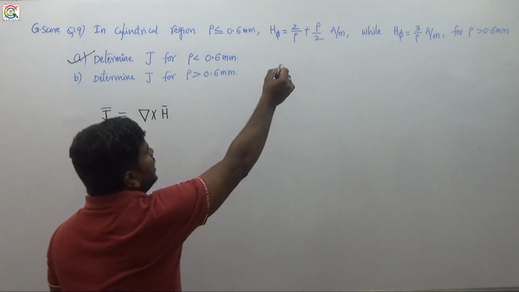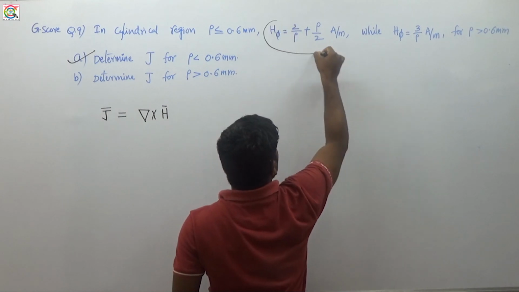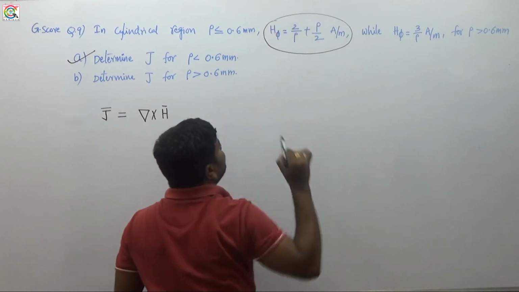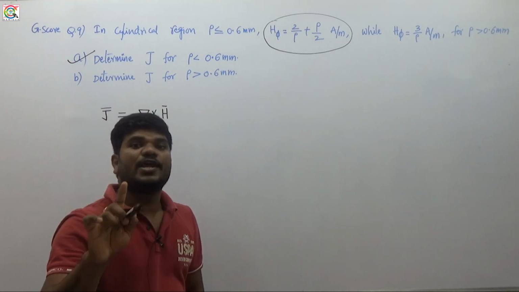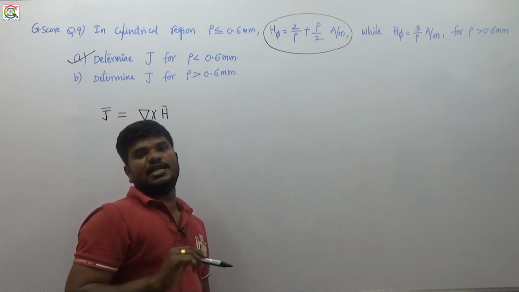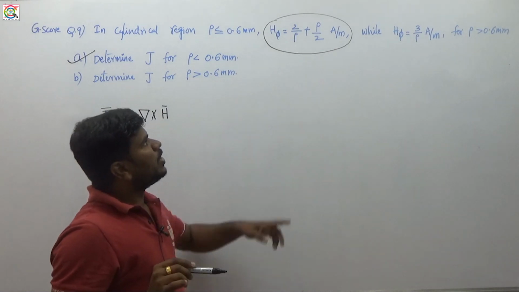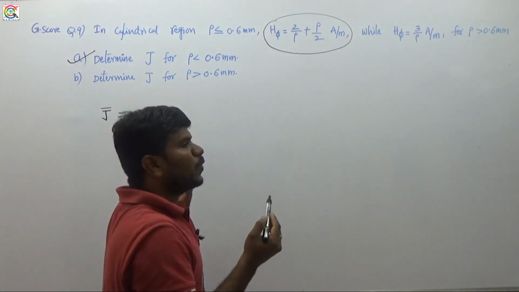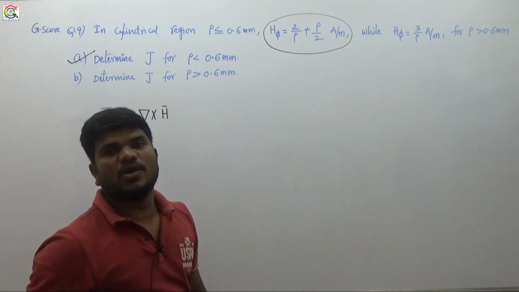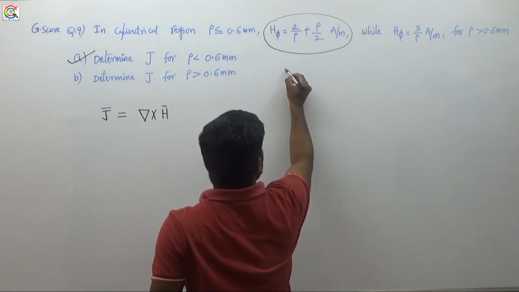H phi is given, which means the phi component of the magnetic field is given. What about the rho component? The rho component is 0 and the Z component is also 0. That means what can I write?